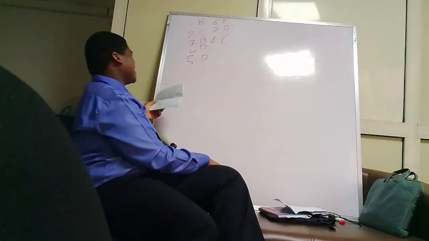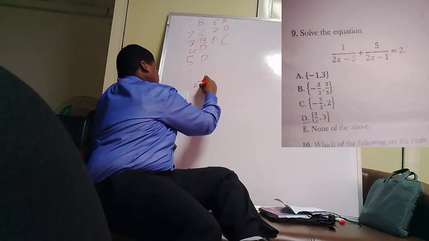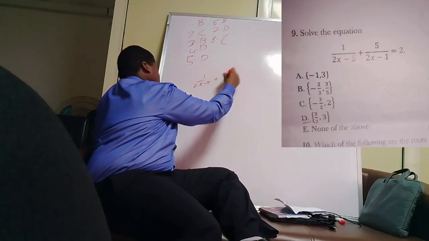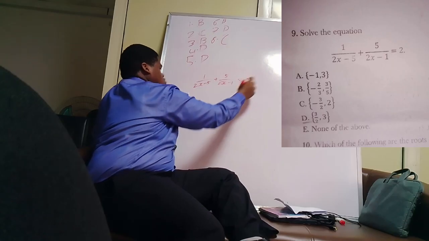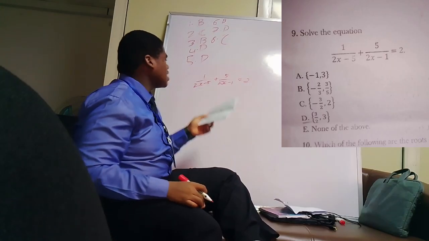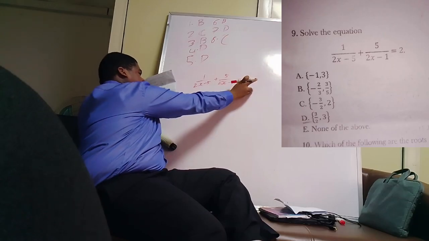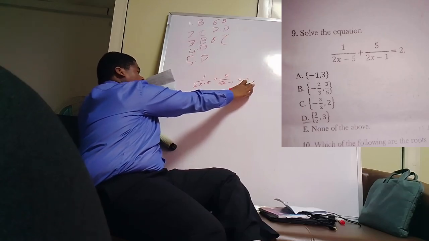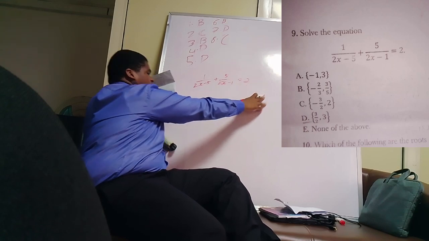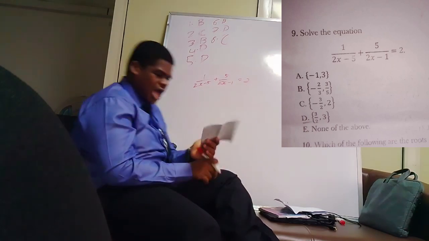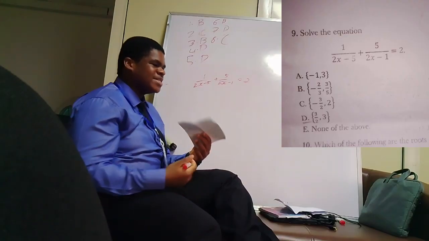Okay, question 9, you have 1 divided by 2x minus 5 plus 5 divided by 2x minus 1 is equal to 2. So how do we solve this? Now to solve this, you find the LCM of this, multiply, you get a quadratic equation here, and you get two linear functions here. By the time you move all this to the left hand side, you can be able to solve this. But I really prefer solving something that will be easier to solve.